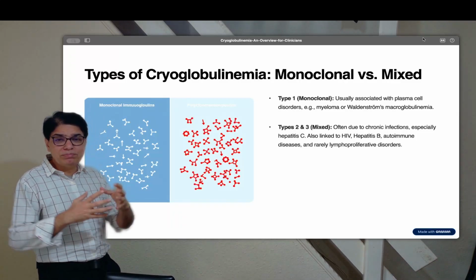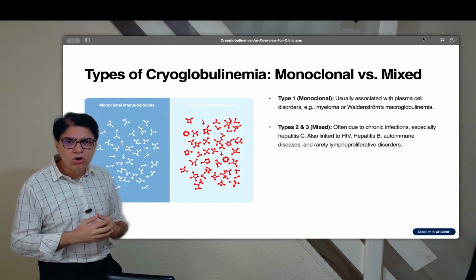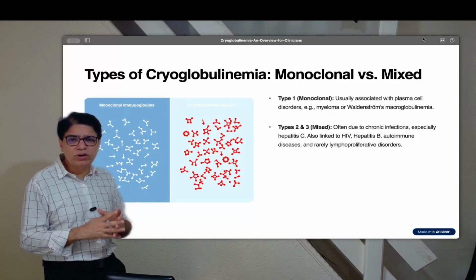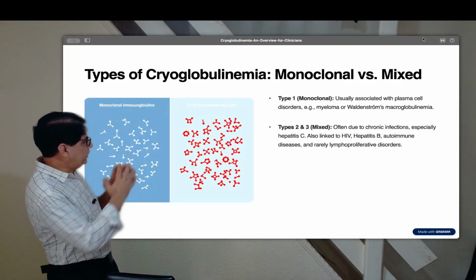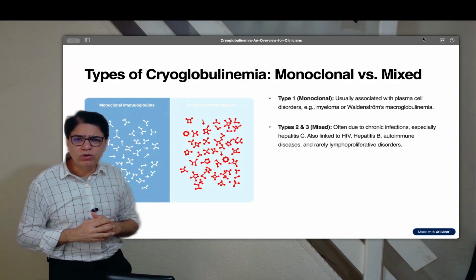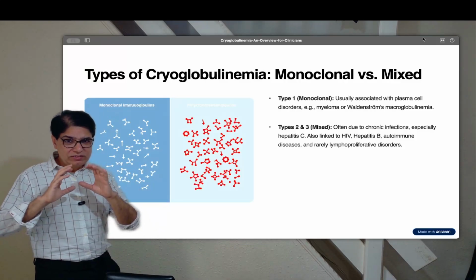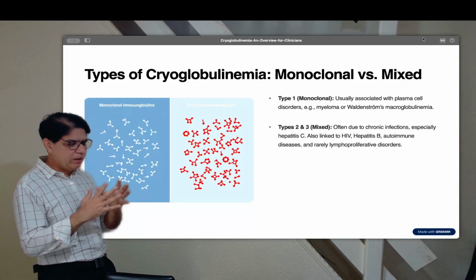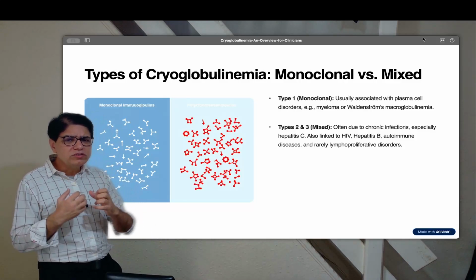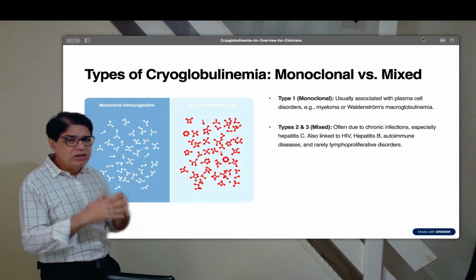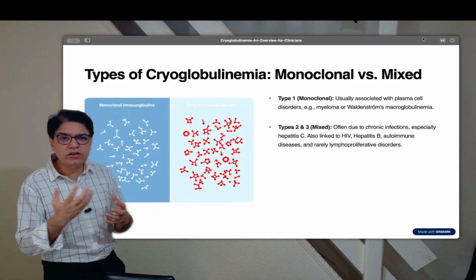For example, it can happen in multiple myeloma, where you've got the special type of proteins, immunoglobulins, Bence-Jones proteins, or it can also happen in a condition which is known as Waldenstrom's macroglobulinemia. Now, type 2 and type 3 are mostly caused by different types of chronic infections. Especially notorious in this category is hepatitis C. It can also occur in hepatitis B, but hepatitis C is notorious and known worldwide for causing cryoglobulinemia of mixed type in certain cases where the infection is chronic, especially in chronic active hepatitis or even in chronic persistent hepatitis.